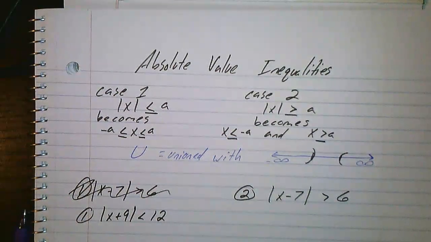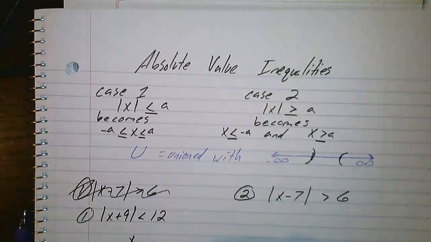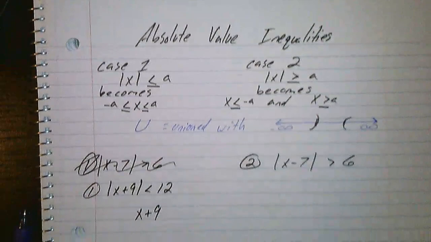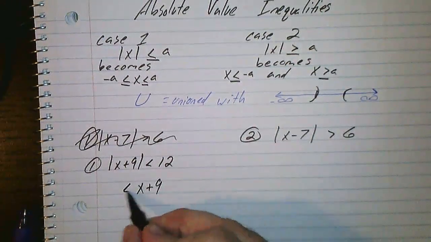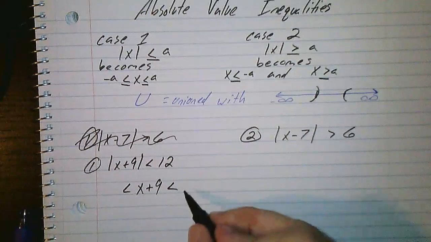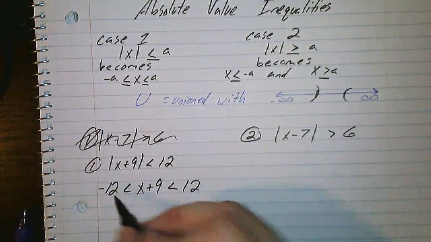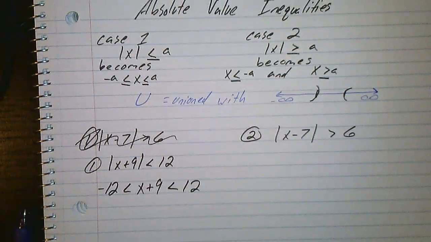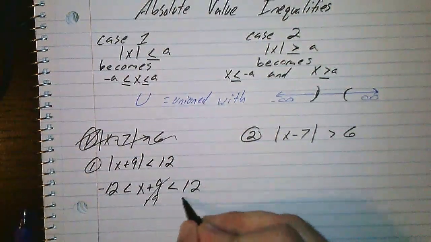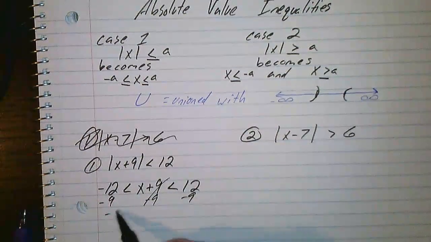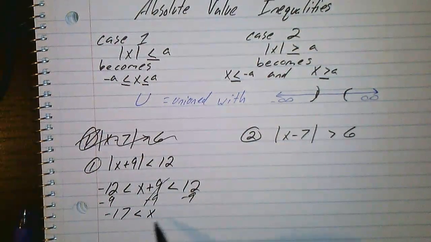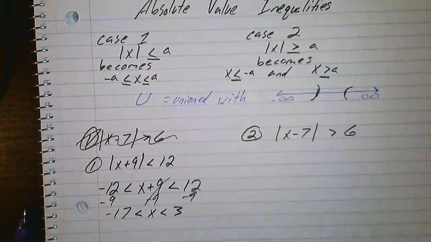So we'll take a look at a couple of examples. For number one here, the absolute value of x plus 9 is less than 12. So this is case one. These are probably easier to work out. We just put the x plus 9 between our less than symbols. Positive 12 over here, negative 12 on the left. And then you just get x by itself.